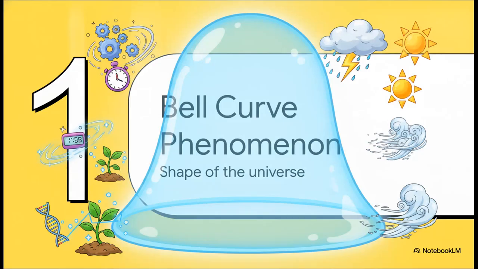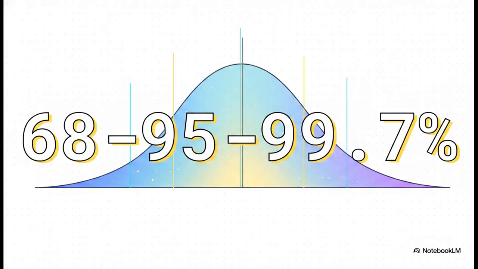The bell curve phenomenon. The shape of the universe. So, when countless small, totally independent random factors combine, whether it's genetics affecting a plant's growth, random environmental effects, or tiny microscopic timing errors, they naturally form a very specific symmetric pattern. We call it the normal distribution. And its predictability is governed by the empirical rule.